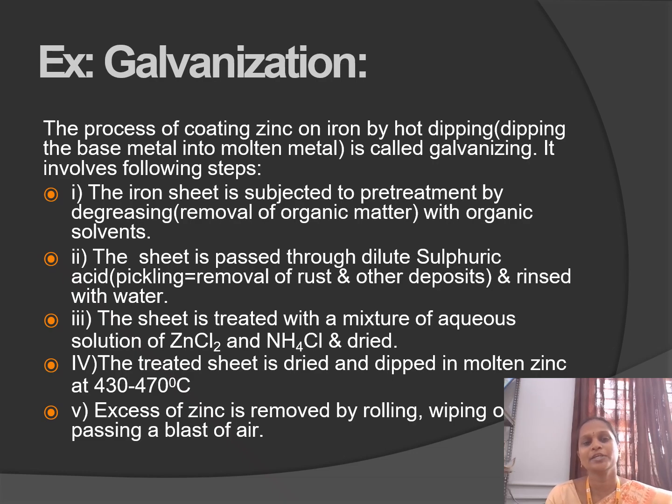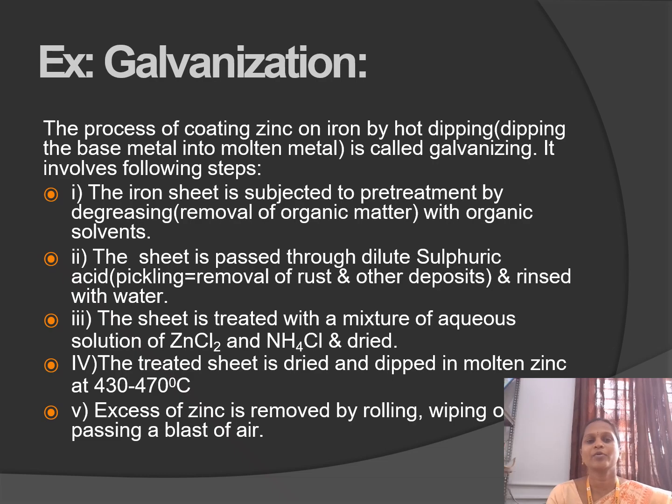Galvanization takes place in 5 steps. The first step is pre-treatment. First we take the iron surface and treat it with an organic solvent. By this, all the organic matter deposited on the surface of the iron is removed.